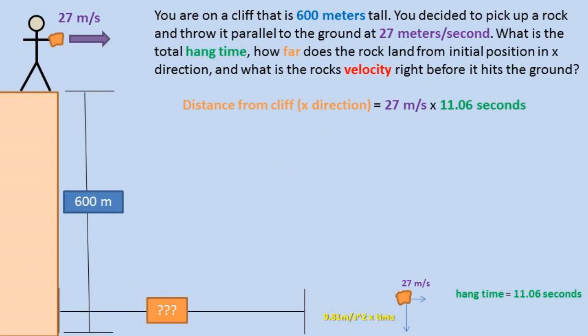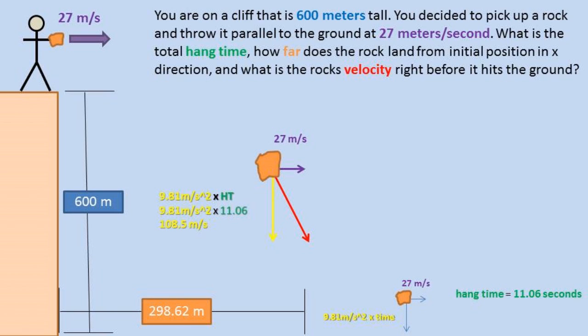To find how far the rock lands from initial position in the x direction, we can plug 11.06 seconds hang time into the x position formula of 27 meters per second multiplied times time. After plugging in our numbers, we get that the rock will land 298.62 meters from initial position in the x direction.